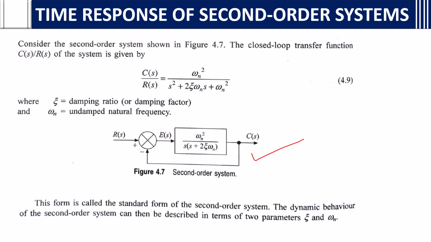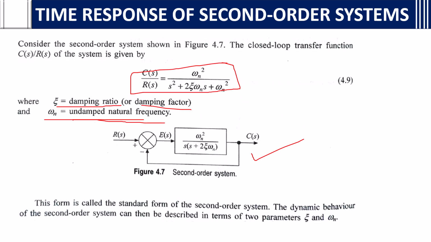For the second order system, we have the transfer function as omega n square by s square plus 2 xi omega n s plus omega n square. You need to remember this for sure. There are some problems on this which I will do later. This is the important transfer function you have to remember. This xi is known as the damping ratio or damping factor. Omega n is the undamped natural frequency.